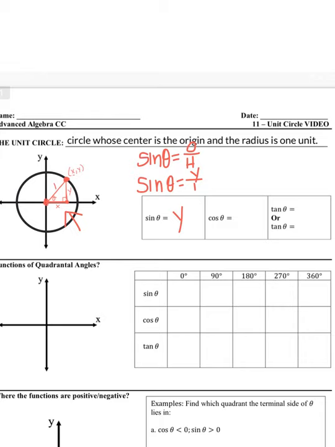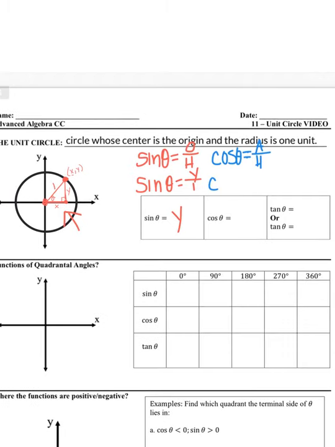Cosine of theta is adjacent divided by the hypotenuse. So if I look at my triangle, adjacent to theta is x, divided by the hypotenuse is 1, and x divided by 1 is x.